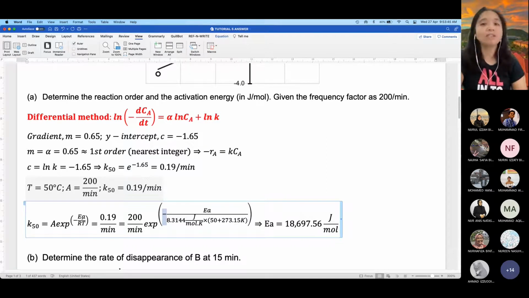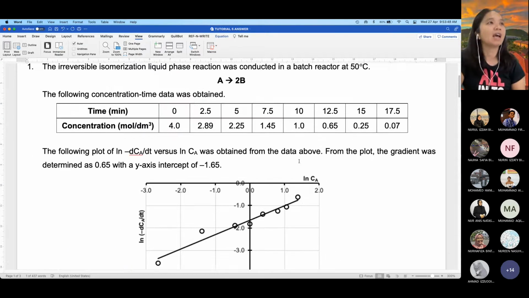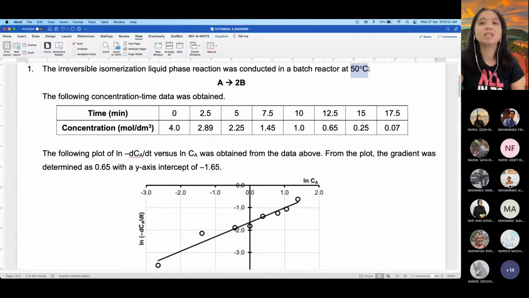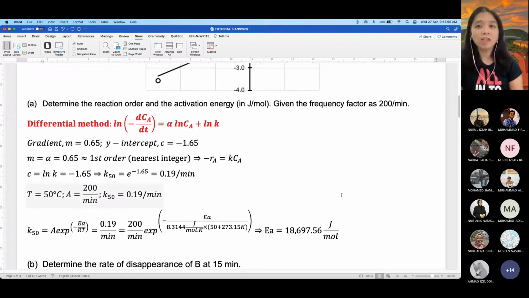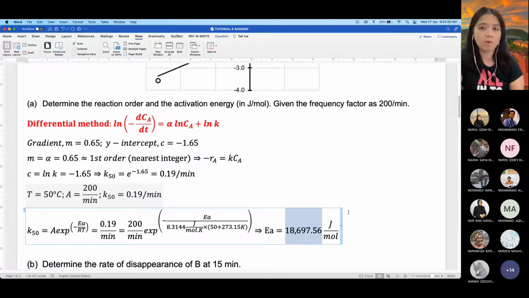Now next, temperature. The question mentioned the reaction is conducted at 50 Celsius. However, don't forget, some students might forget that the temperature must be in Kelvin, purely because your R value has Kelvin as the unit of temperature. So you have to change Celsius to Kelvin by adding 273.15. When you solve this, you are able to get your activation energy as 18,697.56 joule per mole. So that's how to solve question number 1.